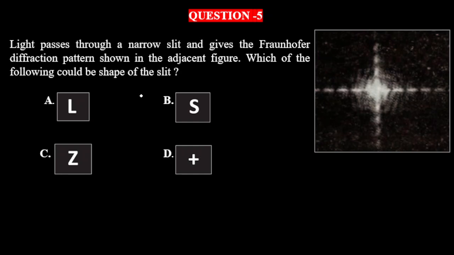To solve this problem, we have to understand a few things. First thing, what is diffraction? To understand that, let's assume we have a narrow slit of slit width b, and we have a screen which is placed just behind the slit.